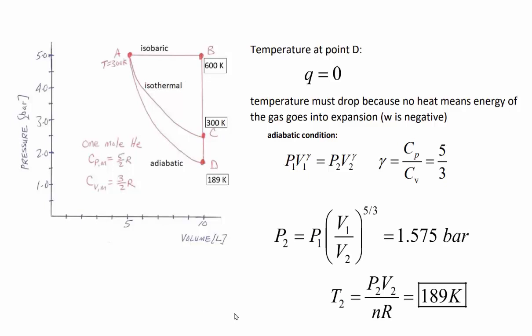Okay, I get an answer of 189 Kelvin. Compare your work to what I have here. I first solved for the final pressure. It will be 1.575 bar. You see it looks like I've drawn it in the right spot here on the graph. And the temperature, which you then solve for using the ideal gas law, you'll get 189 Kelvin.